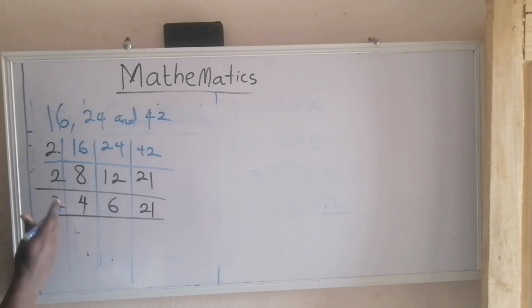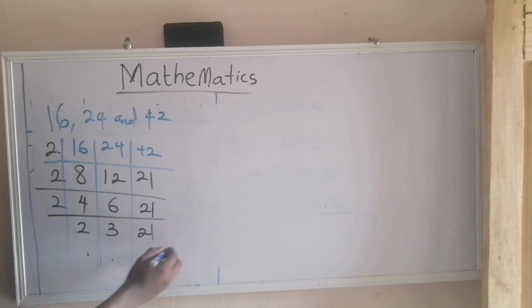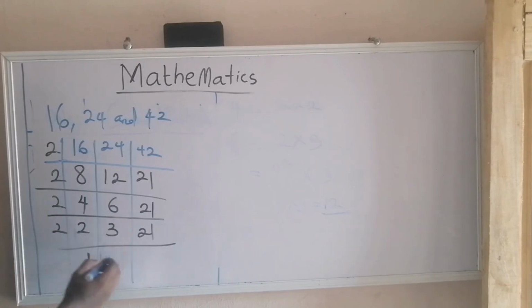Yes, 2 can still go. 2 in 4, that will be 2. 2 in 6, that will be 3. 2 in 21, you still repeat your 21 because you don't want remainder. Now, 2 can still go in 2, that will be 1. 2 can still go in 3, to go 1 remainder. You don't want 1 of remainder, you just write your 3, write your 21.